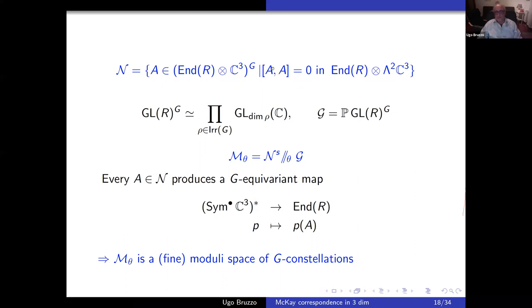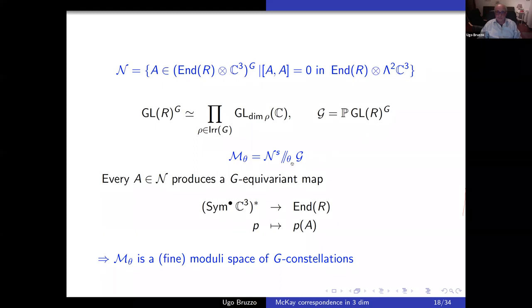So you consider this N, and on this N, you have an action of the G-invariant general linear group of R, which splits, of course, according to the irreducible representations of the group. So you can write it as a product of the general linear groups of the irreducible representations, like this. And since there is also an invariance under a homothety, as it happens in this kind of problem, you actually take the projective general linear group, always G-invariant.